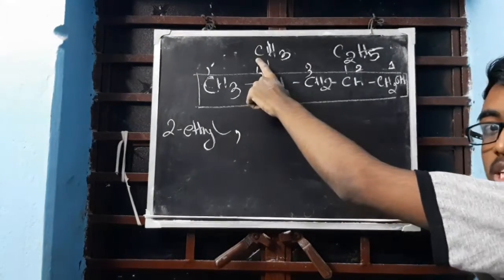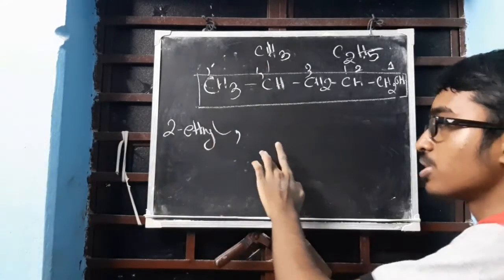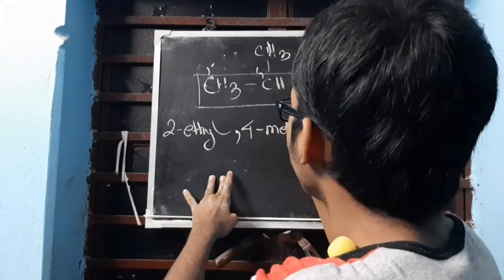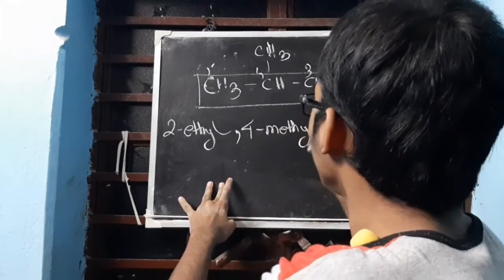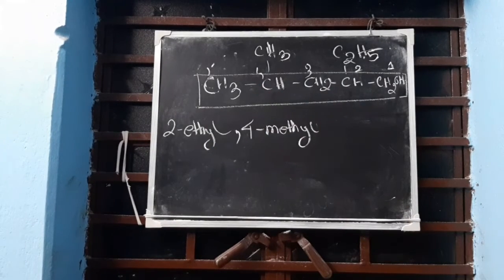Next, this particular constituent has to be written. These are all prefixes. Then where is it attached? At the 4th carbon. So it's 4-methyl. Correct? 4-methyl. Understood? 2-ethyl, 4-methyl. This is the 4th carbon, so we are writing 4-methyl.